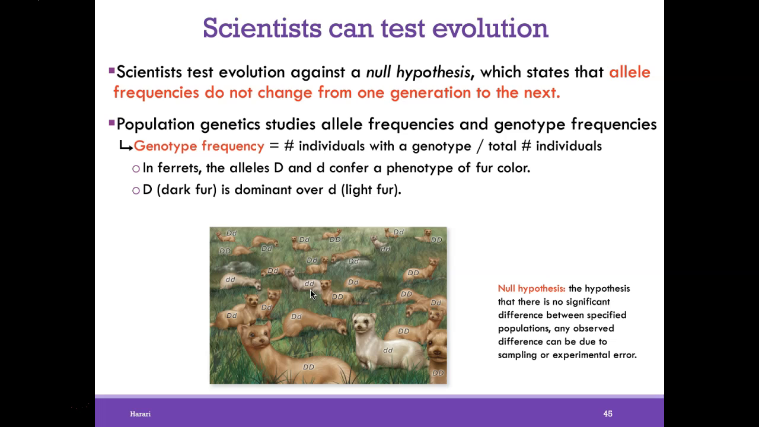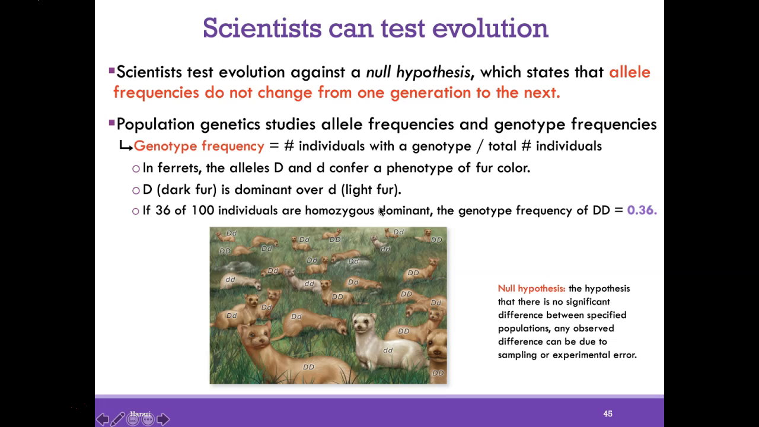And we can say that big D is dominant over little d. If 36 of 100 individuals are homozygous dominant, we can say that the genotype frequency of big D is 0.36. Right? 36 divided by 100 gives us 0.36 genotype frequency of big D. So that's genotype frequency. We know that allele frequency was counting the number of big Ds and dividing that by the total number of alleles.